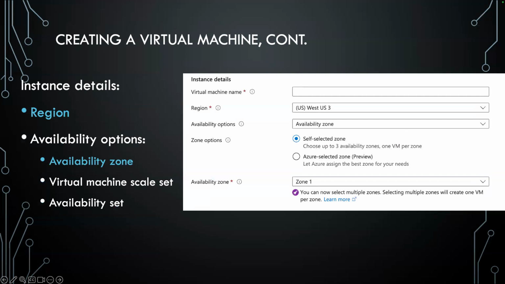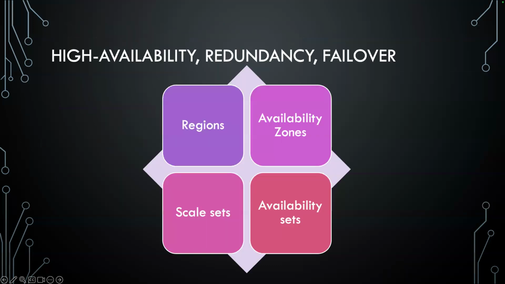If you scroll down a little bit, we'll have the region, and you'll have availability options, including an availability zone. You'll have virtual machine scale sets and availability sets. And one thing that I really like about the Azure portal is that they illustrate these things really well. So let's talk about high availability, redundancy, and failover. We'll back out of the portal for just one second. Don't close your tab, but let's get into this.